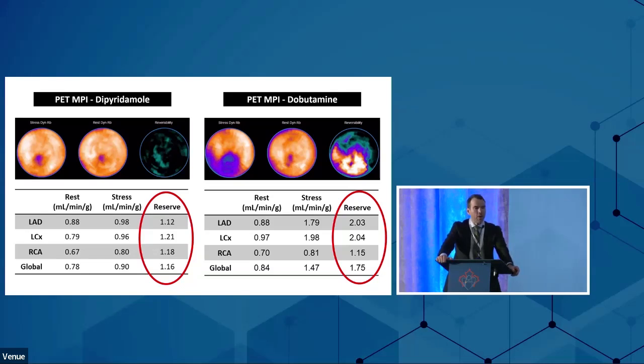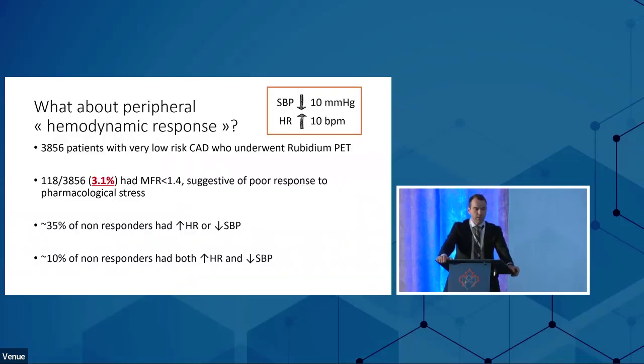You might argue or tell me that, well, we have other ways of knowing whether they responded or not. We can look at blood pressure, we can look at heart rate. Well, I have bad news for you. We actually looked at that. Vincent, an MSc student with me, looked at that. We looked at 4,000 patients with very low risk of coronary artery disease. No calcium, no diabetes, no history of cardiac disease, normal perfusion, 2 risk factors or less. Very, very low risk patients, right?